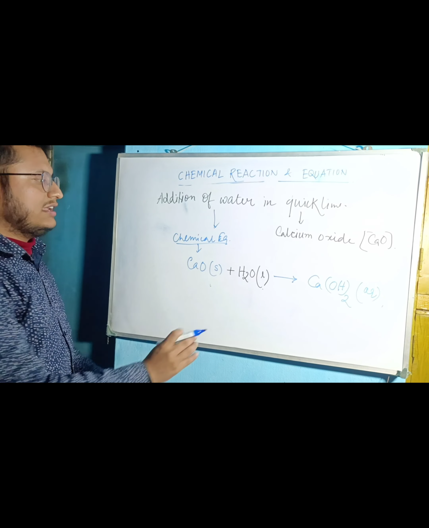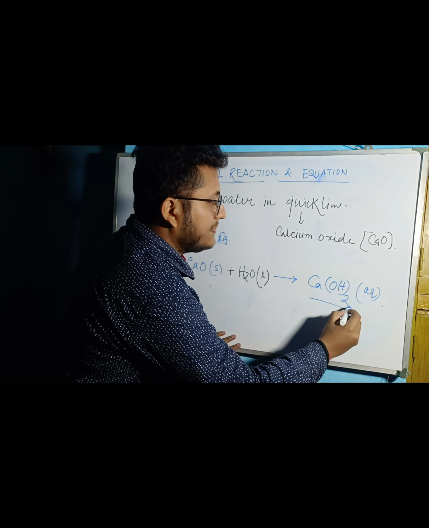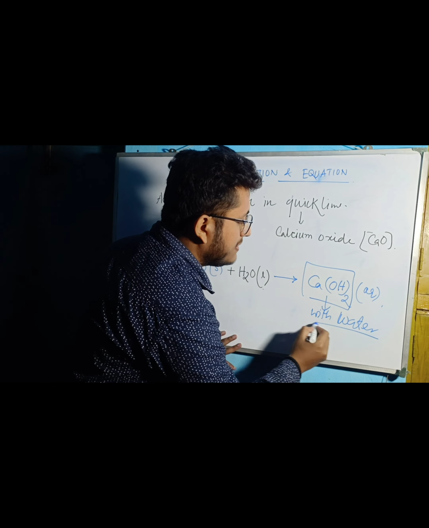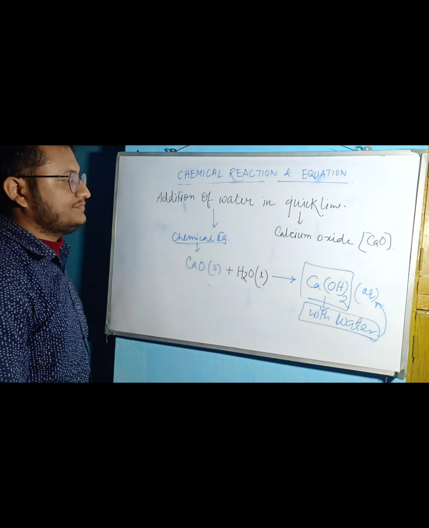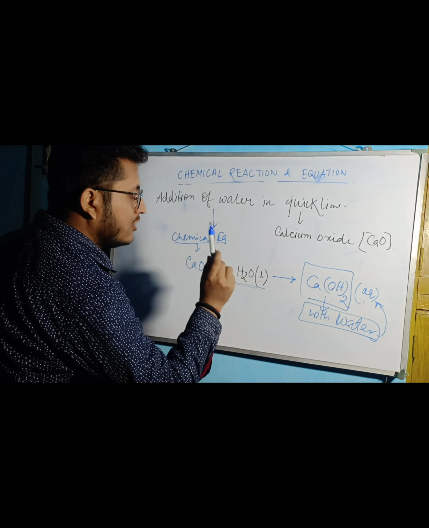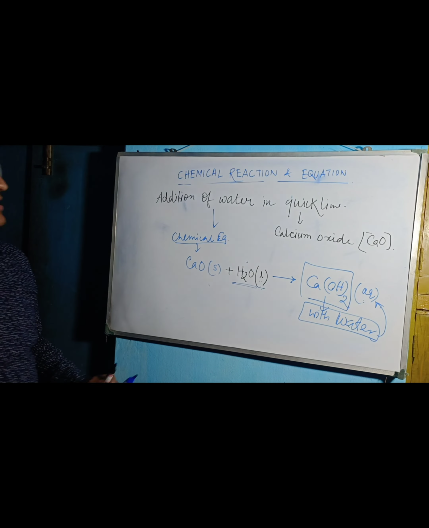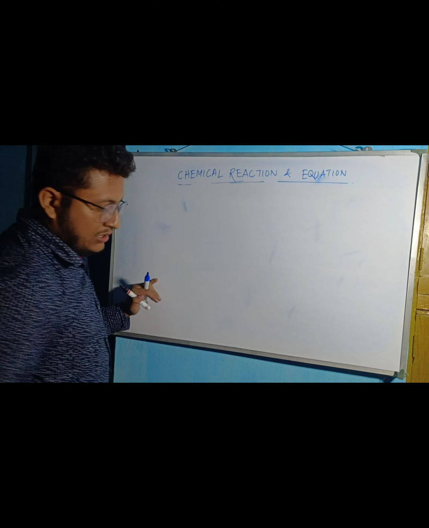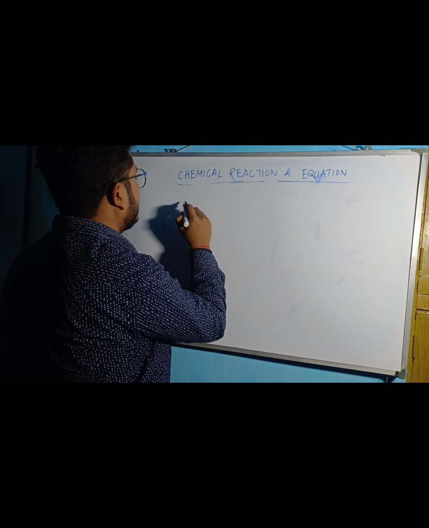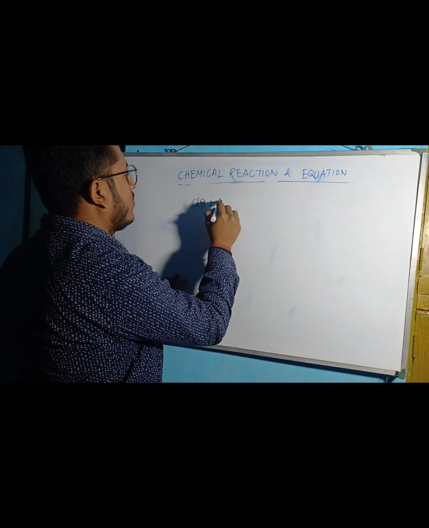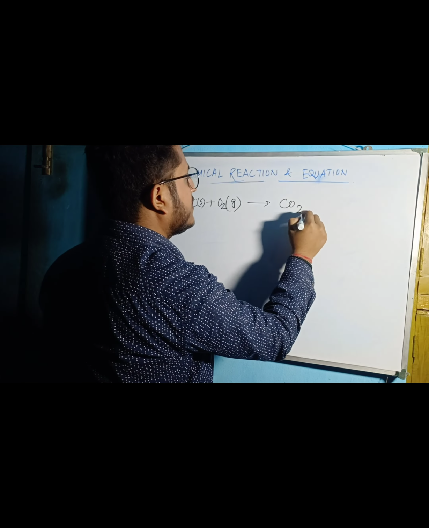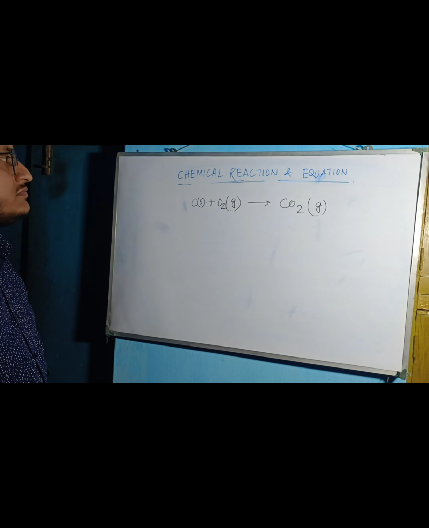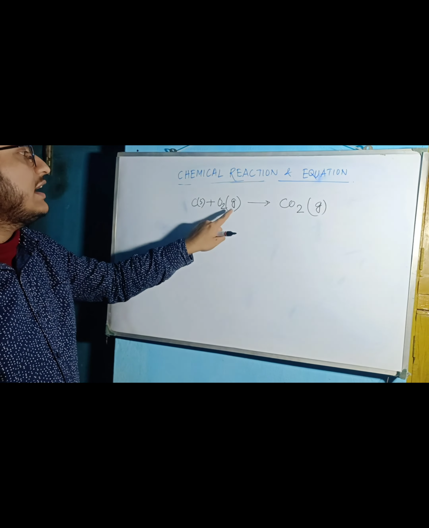Liquid means only water is present here. Aqueous means this substance is present with water. This product is present with water, which is called aqueous, and liquid means only water is present, no other element. Let's take another example, like burning of charcoal. Carbon is in solid state, oxygen is gaseous, which will give carbon dioxide, which is gaseous. Now if you write the equation, it is a balanced chemical equation, and all the elements are in their physical state.